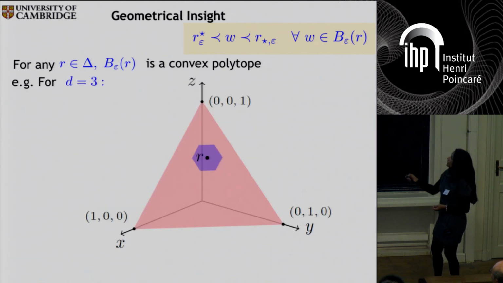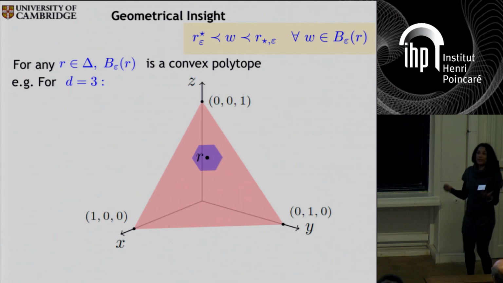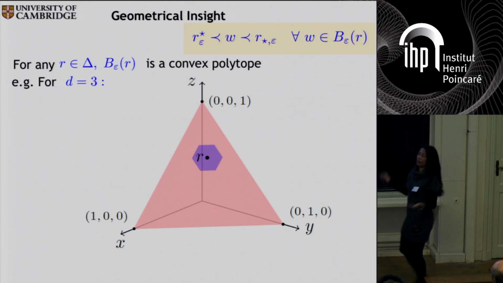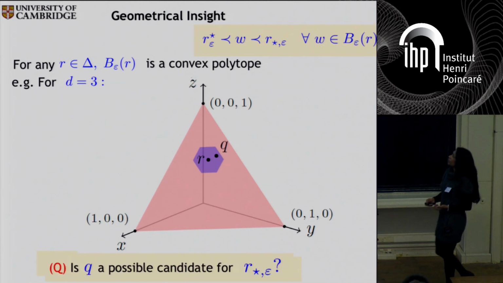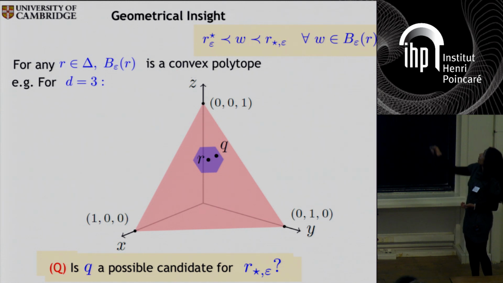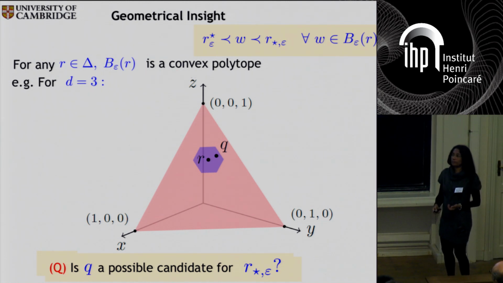So we saw this, that for any R point belonging to the probability simplex, the ball around it is a convex polytope. So just to get a feeling of what these states might be, let's ask a question. Let's take a point Q in this ball and ask, could it be a possible candidate for R lower star epsilon?